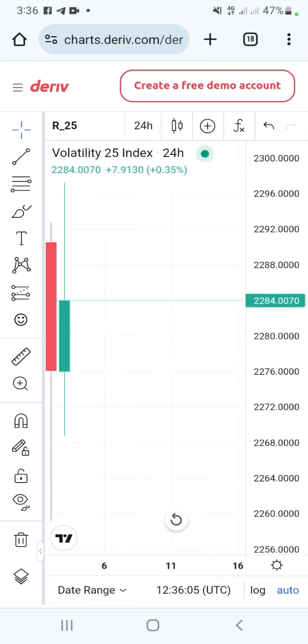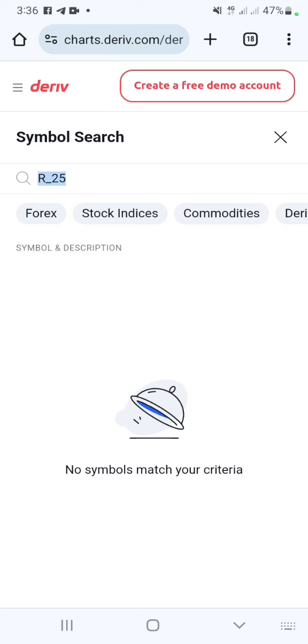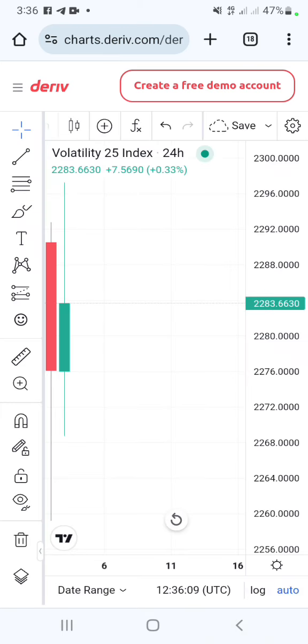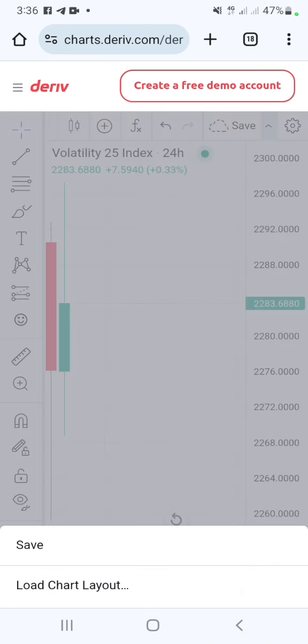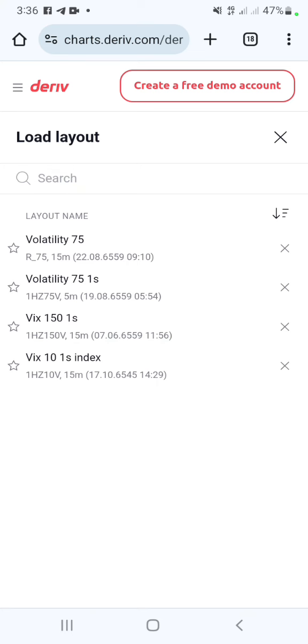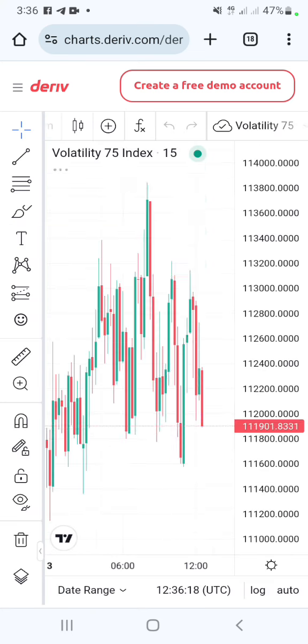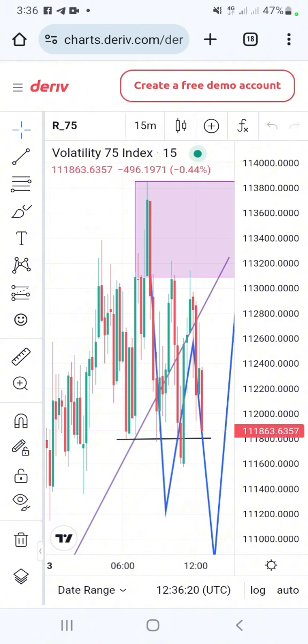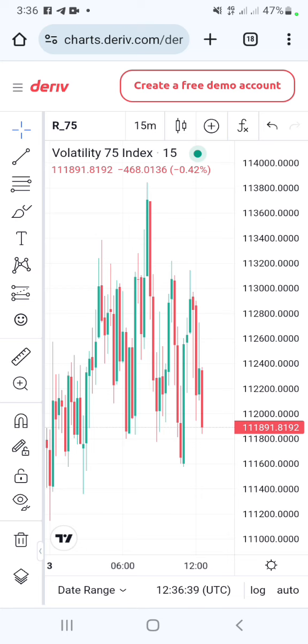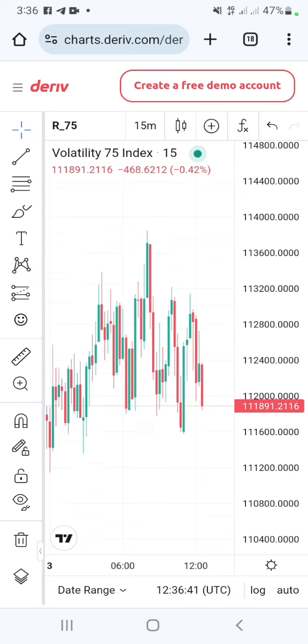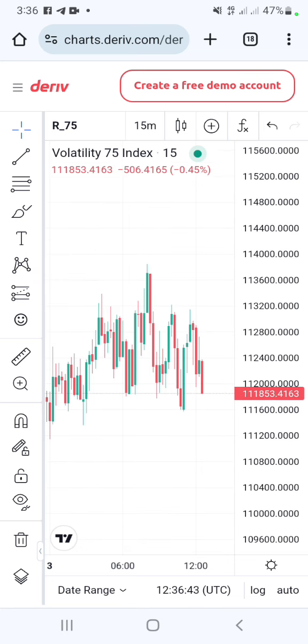So let us dive into the VIX75 index and see how we can implement this simple scalping strategy. First and foremost, we have to go to the high time frame, and our high time frame is always H4 and H1. So today we are going to be seeing how we can use minute 15 to scalp, and then to use H4 to find the overall direction.